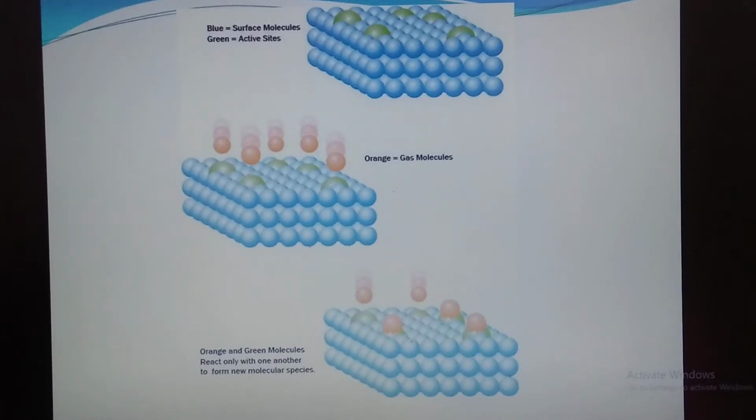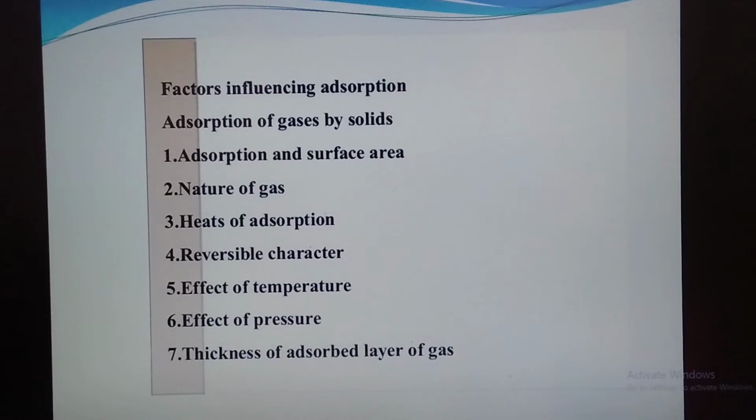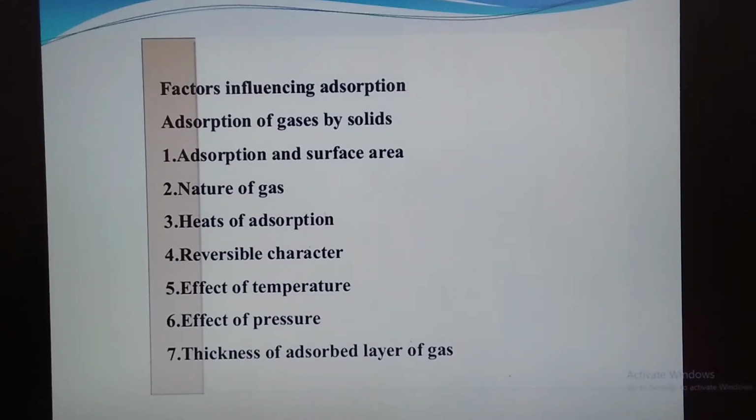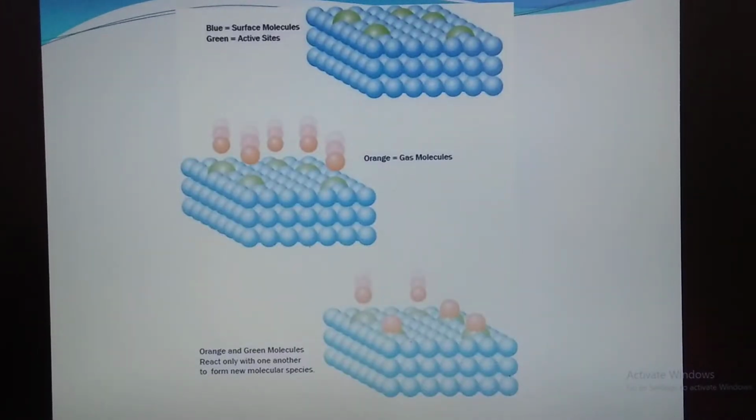Okay guys, next thing we will go for critical temperature. In this we will have one more subdivision for the nature of gas. It's the critical temperature.